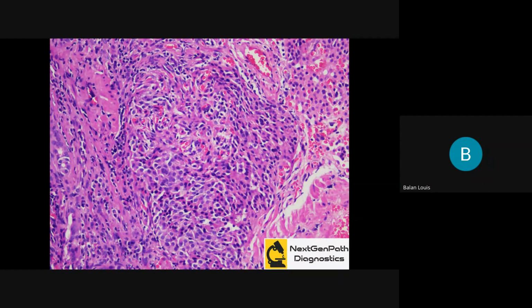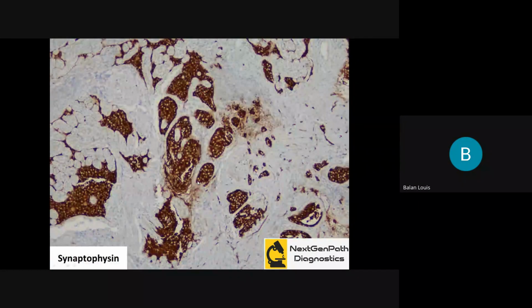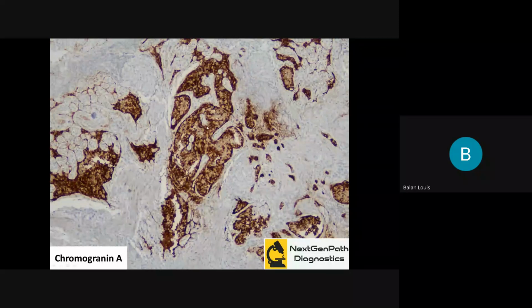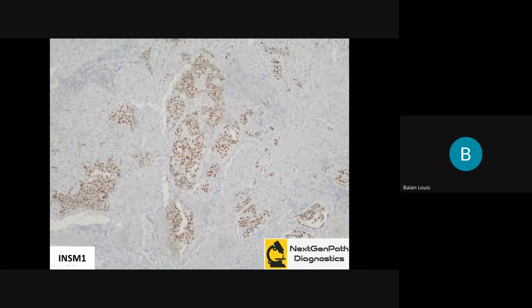Here, this is nothing but a regular cell cluster with uniform nuclei, salt and pepper chromatin, moderate to abundant eosinophilic cytoplasm. Synaptophysin showed strong positivity in these cells. Chromogranin again, strong positivity. INSM1, which is a nuclear immunostain, again strong positivity in these cells. This is a case of neuroendocrine tumor. Neuroendocrine tumor commonly occurs in the small intestine, especially at D1 or at the pyloroduodenal junction, or in the case of atrophic gastritis, usually it occurs in the body.